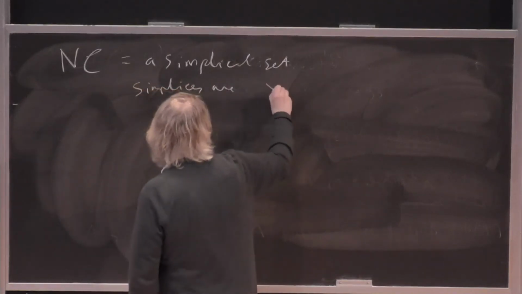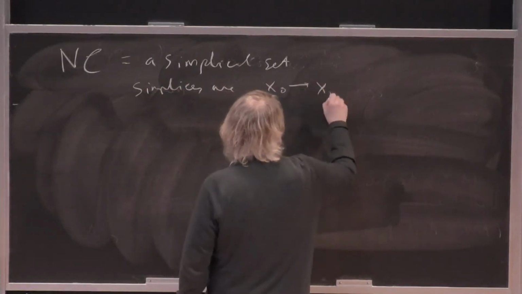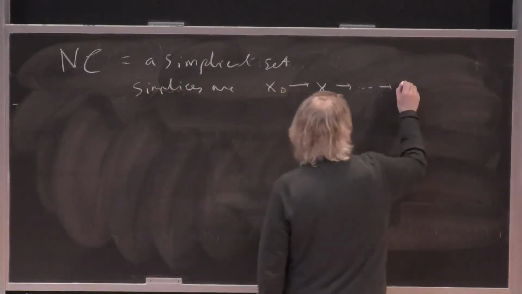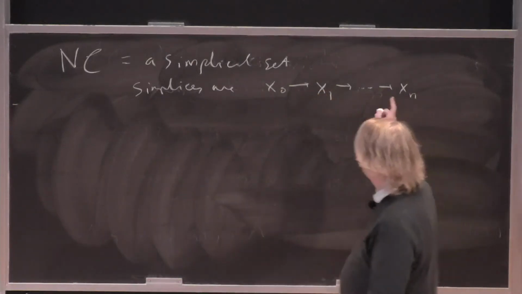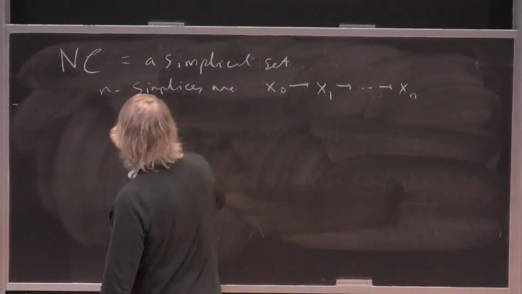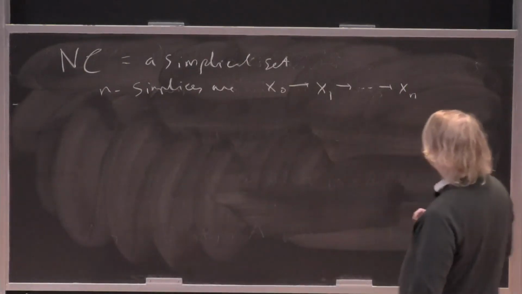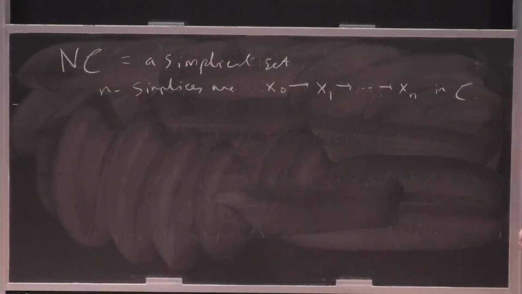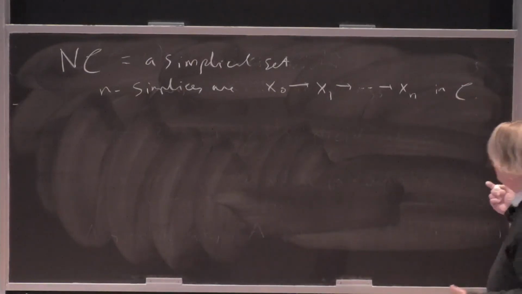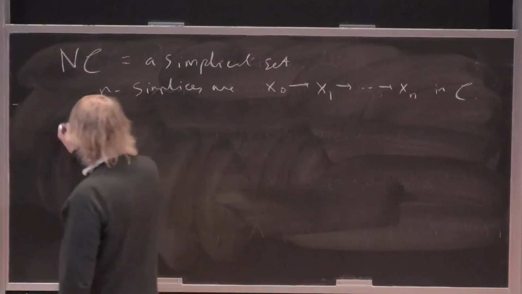are things of the form x0 into x1. They're sequences of arrows, I guess this is an n-simplex, sequences of arrows inside C. But think of this as some simplicial set. Then we have the realization of this simplicial set.